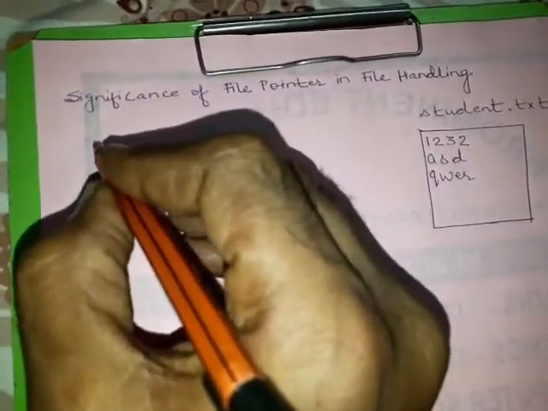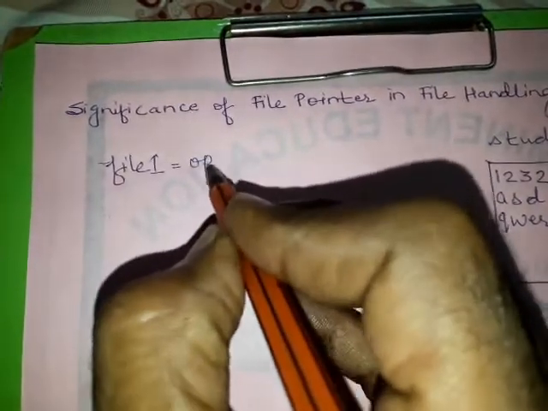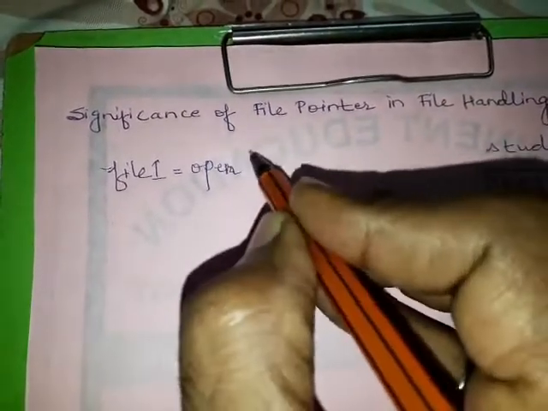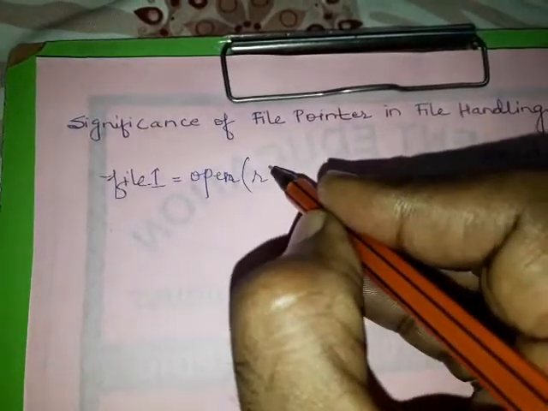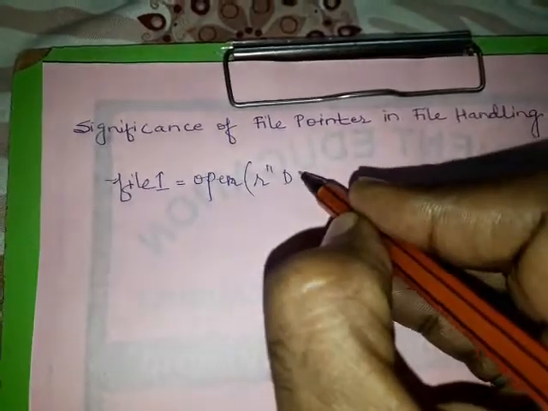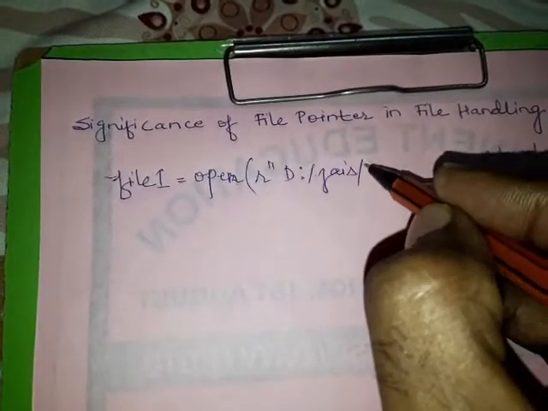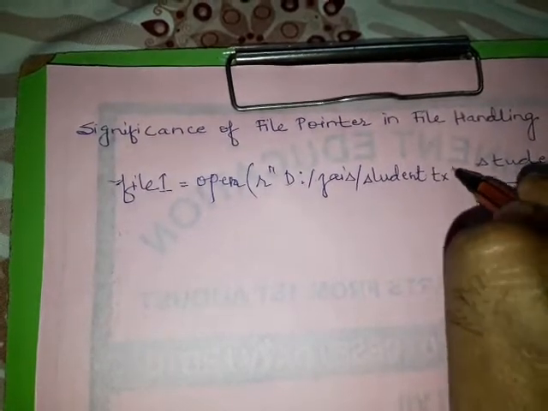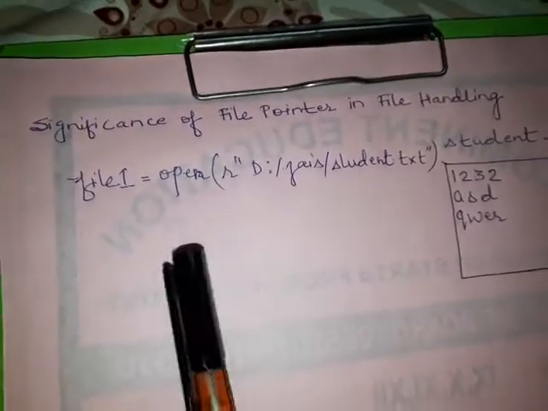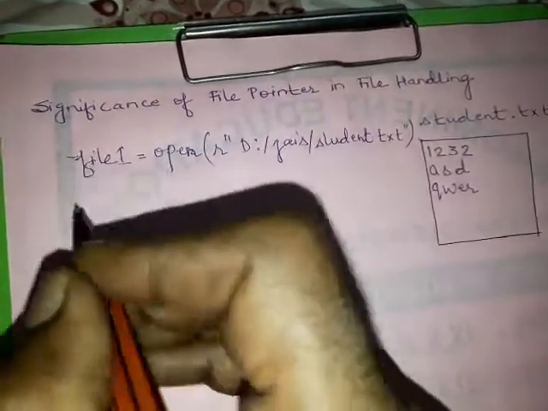Suppose I first initialize the file handler. file1 equals open, and this is the path. Okay, I open this file by default in the read mode.